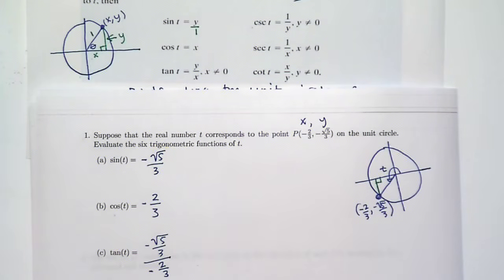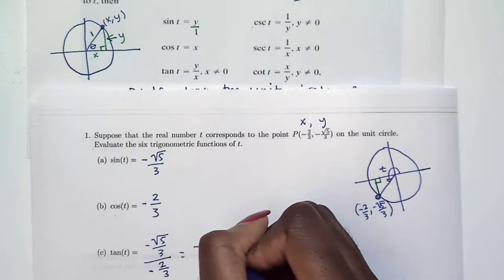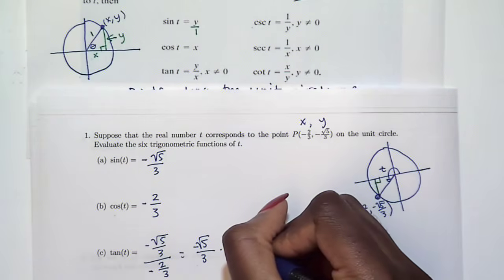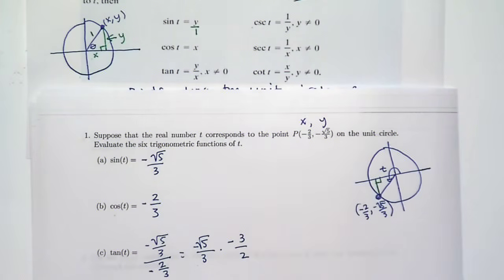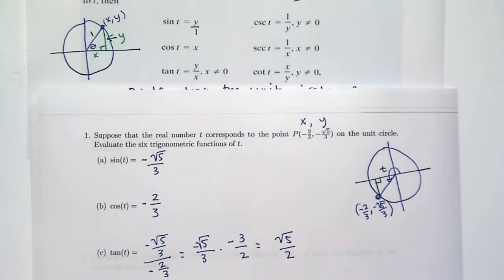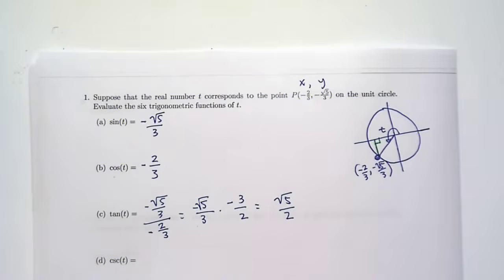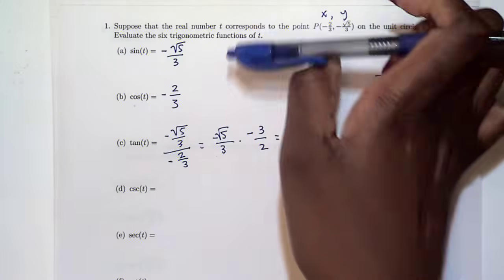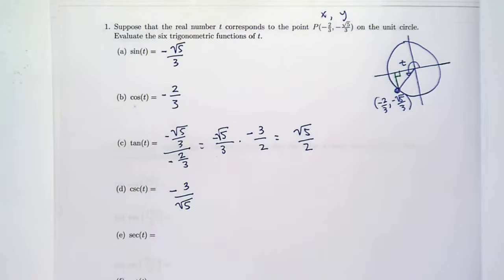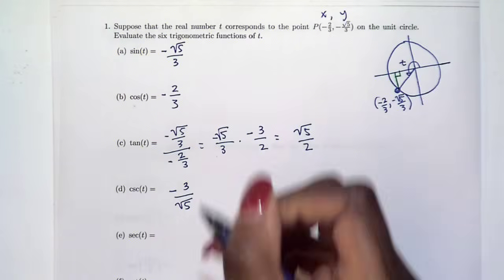And we can simplify this. This is the same thing as multiplying by the reciprocal instead of dividing. The 3's are going to cancel, so will the negatives. We get root 5 over 2 as our tangent. And then how do we find the other 3? Well, they're just reciprocals of the first 3. So cosecant of t should be the reciprocal of sine t, so negative 3 over root 5. I'm going to go ahead and rationalize my denominator.